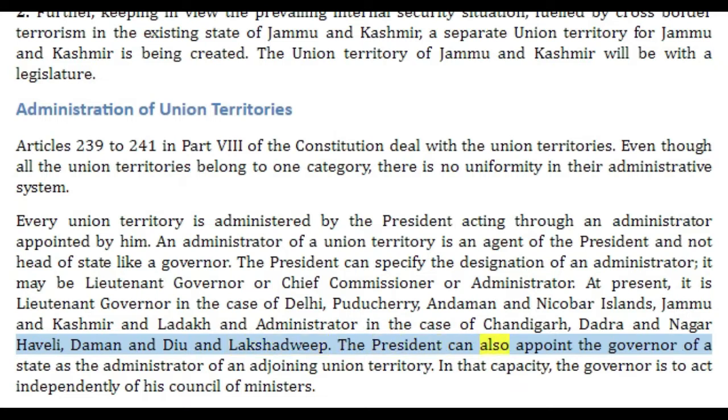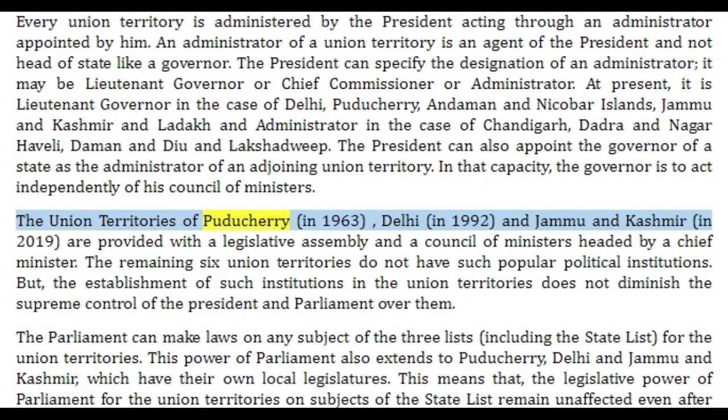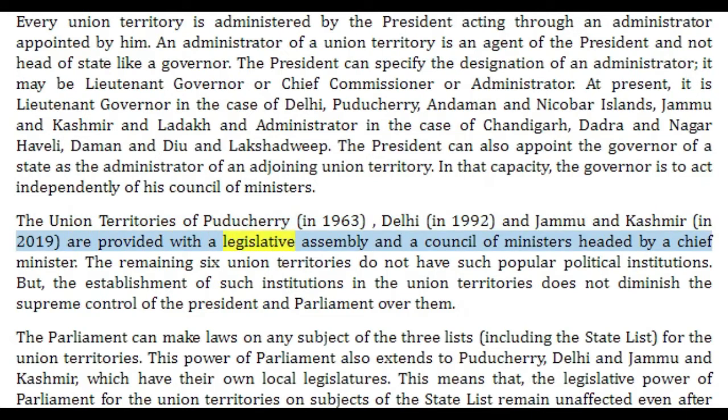The president can also appoint the governor of a state as the administrator of an adjoining union territory. In that capacity, the governor is to act independently of his council of ministers. The Union Territories of Puducherry, in 1963, Delhi, in 1992, and Jammu and Kashmir, in 2019, are provided with a legislative assembly and a council of ministers headed by a chief minister.